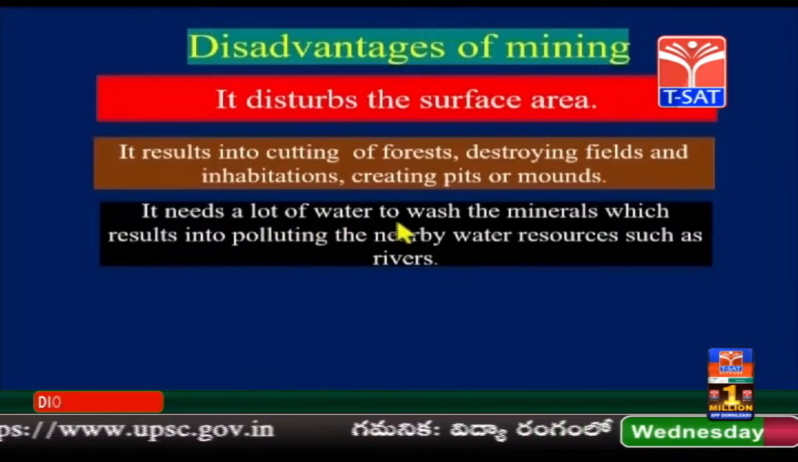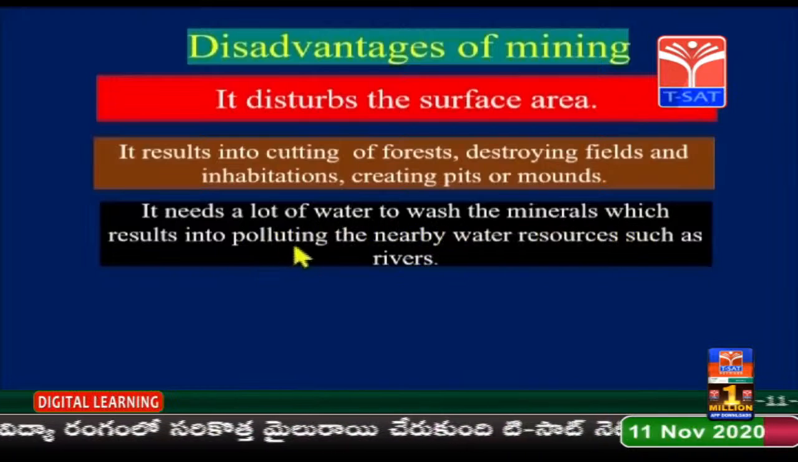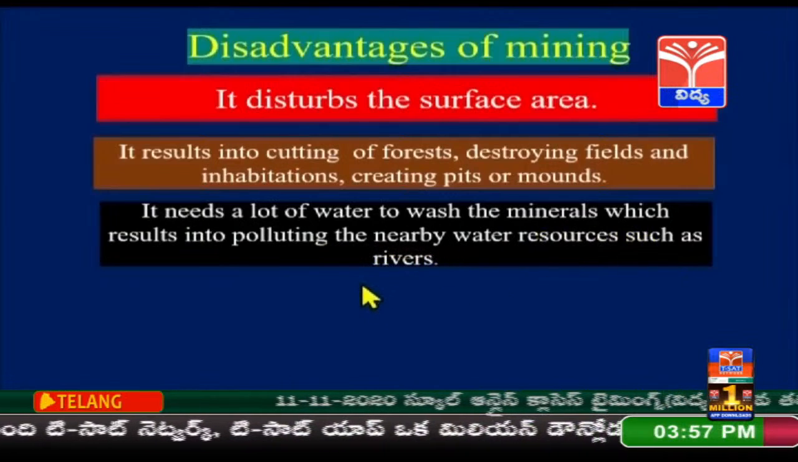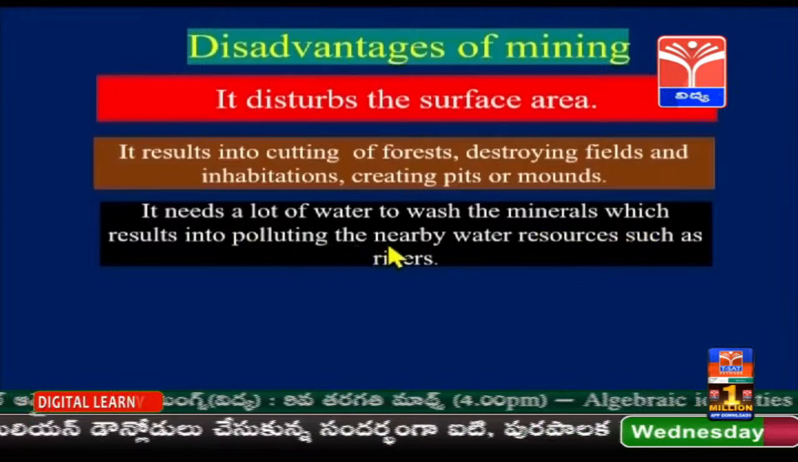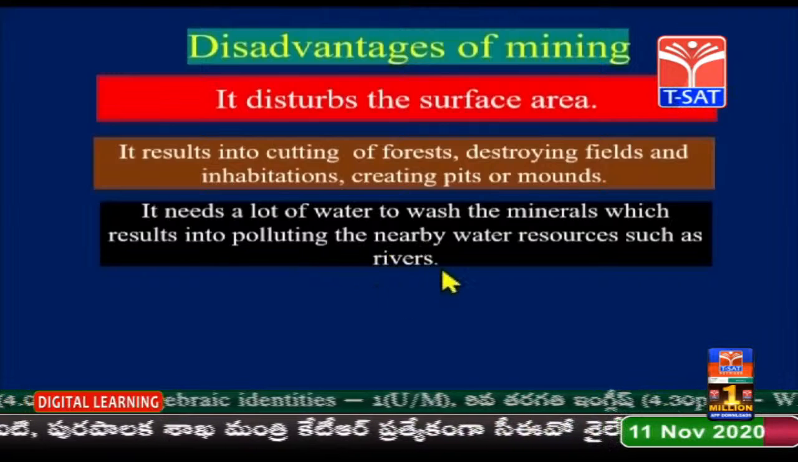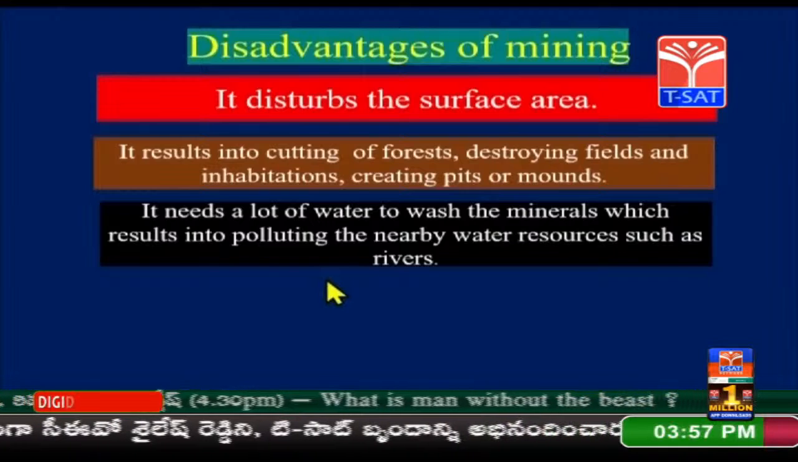It needs a lot of water to wash the minerals, which results in polluting the nearby water resources such as rivers. So it needs a lot of water, means if any river is going from that place, and they are washing those minerals in that particular water, it leads to the pollution of that river.